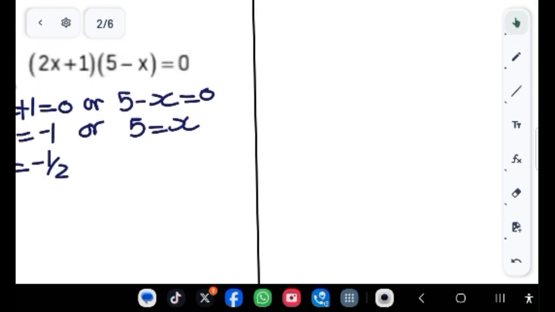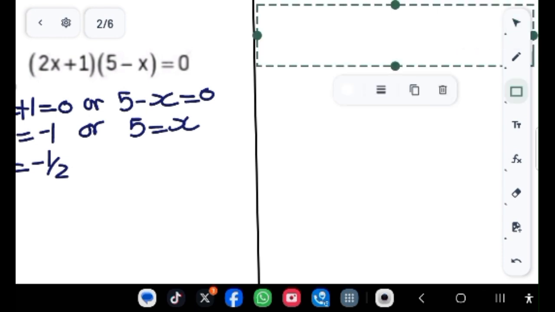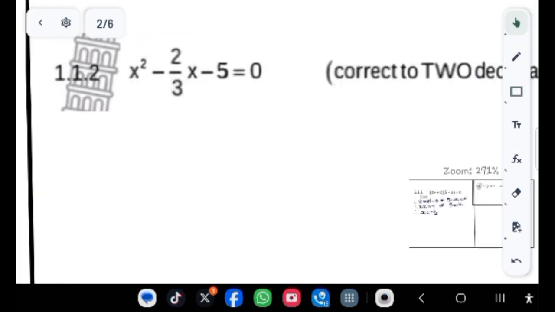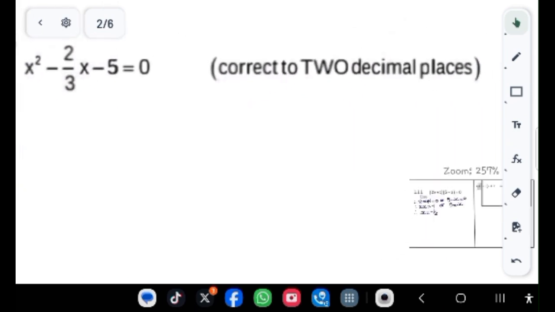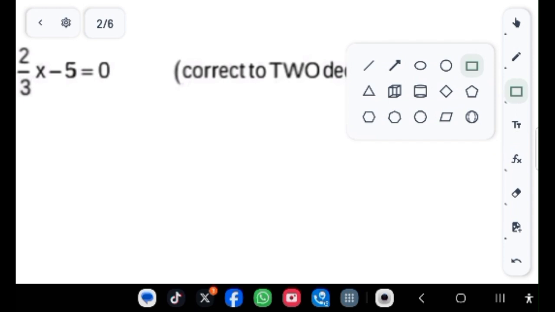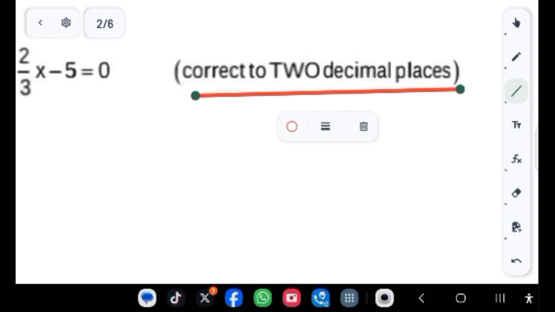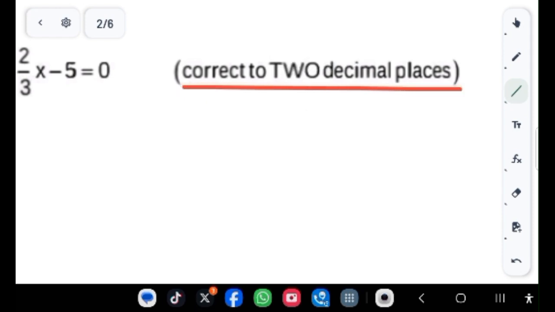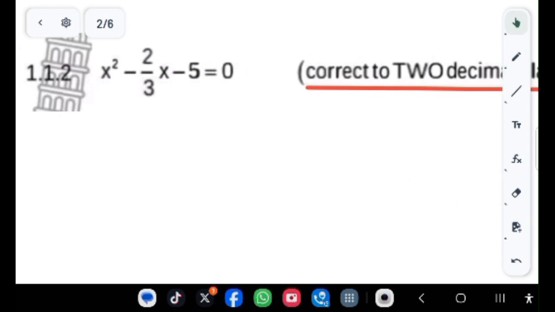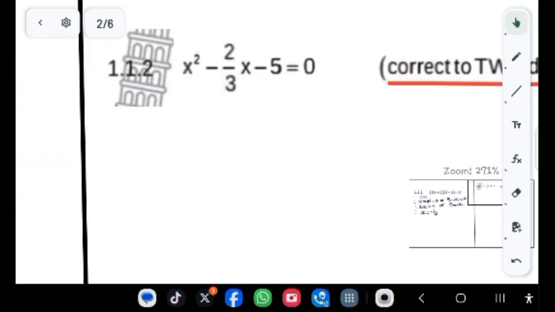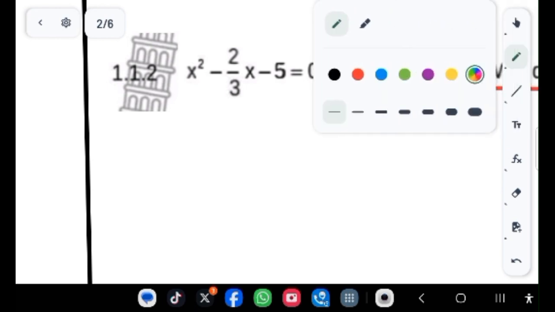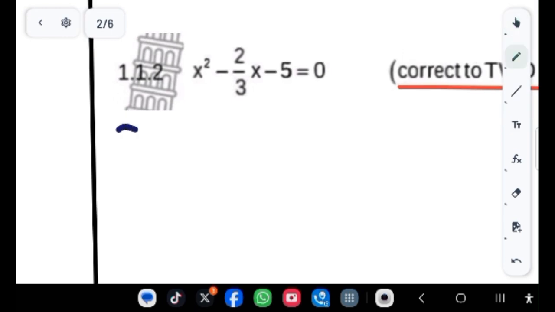Now next question goes, solve for x, and you must leave your answer correct to 2 decimal places. Now whenever they tell you to leave your answer correct to 2 decimal places, this is what you need to do. You need to use the quadratic formula, and that's your cue to use it. But before you do that, you must figure out what your coefficient of x squared, x, and the constant is: a, b, and c.